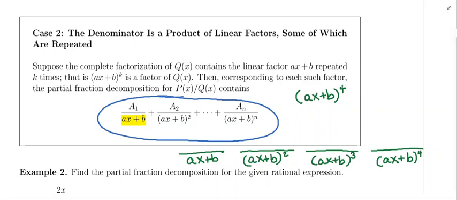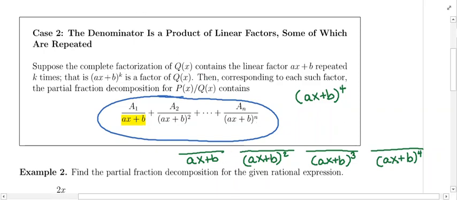Because the factor itself is still linear, you're still going to go down a degree in the numerator, so you will still have just numbers, and they all do need to be distinct. So that's how you're going to handle this situation.